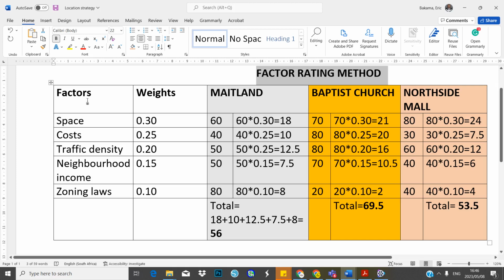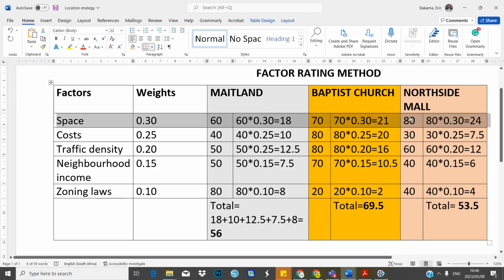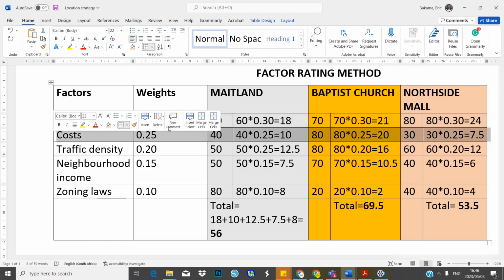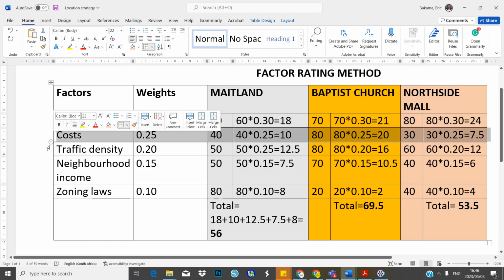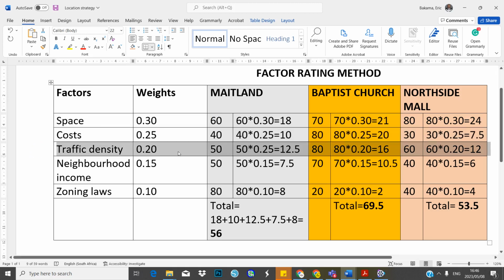Now this is a combination of all these weights, because if you look at them individually, for example, when it comes to space, Northside is best. When it comes to cost, Maitland might be better. But when you look at the traffic, the Baptist Church is better. But as you see in life, there's not only one factor to consider. There are many factors, and in business, these are the ones that we consider, which makes the Baptist Church the best location. So these are most of the exercises that you will get in terms of factor rating: you will always be given factors, the factors will be given weights, and based on that, you will assess.